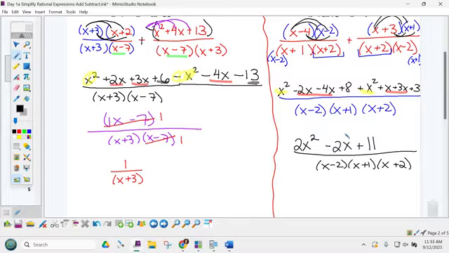This numerator is not factorable. It does not rewrite as a multiplication problem. So we are finished, number 2.